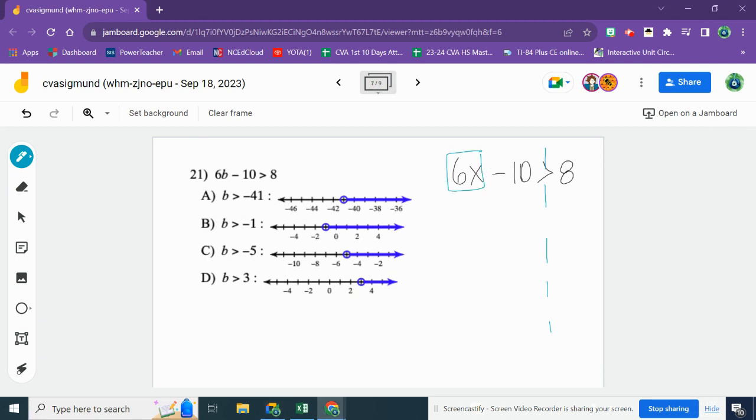All right, so now we have to solve this 2-step equation. 6x is our stinky kid. What are we going to move first?